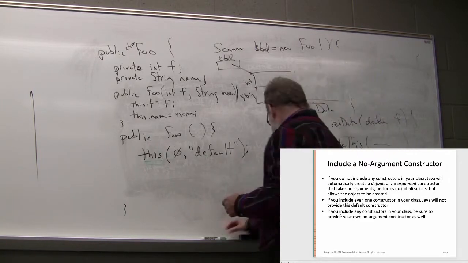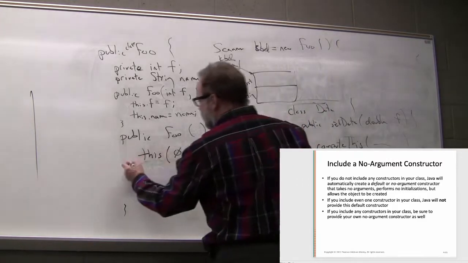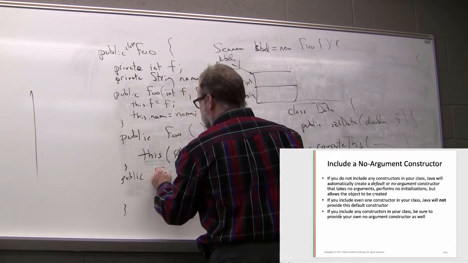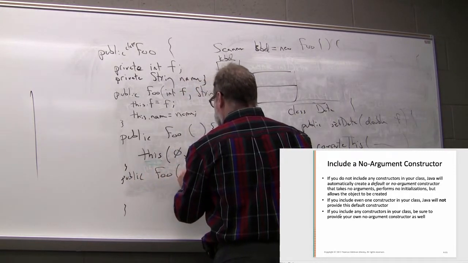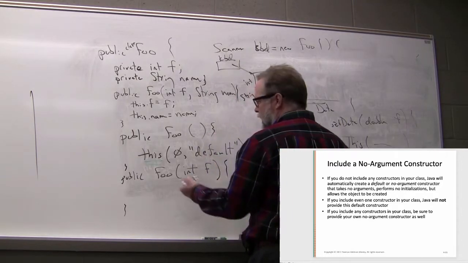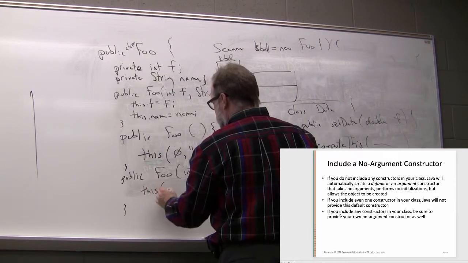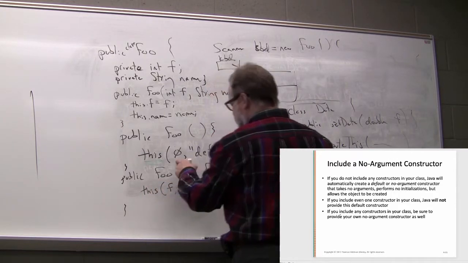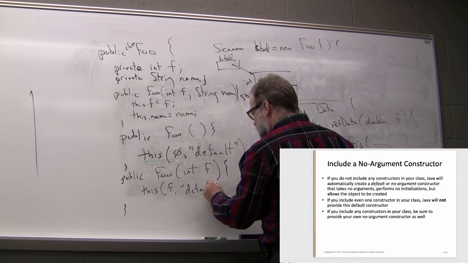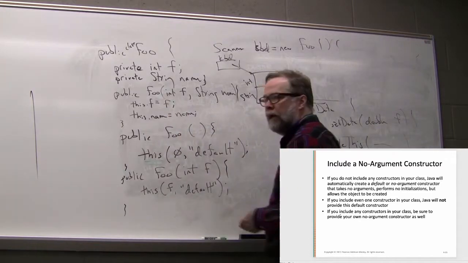Right, and I could have had another example. Maybe I want yet another constructor. Maybe it takes a single argument. Let's make it an int f or something like that. And again, I could also call it the same way. I could say this, and I'll pass f in as the first argument, and again, I'll pass in default as the second argument. So again, I'm just making use of this code that I've already written up here.